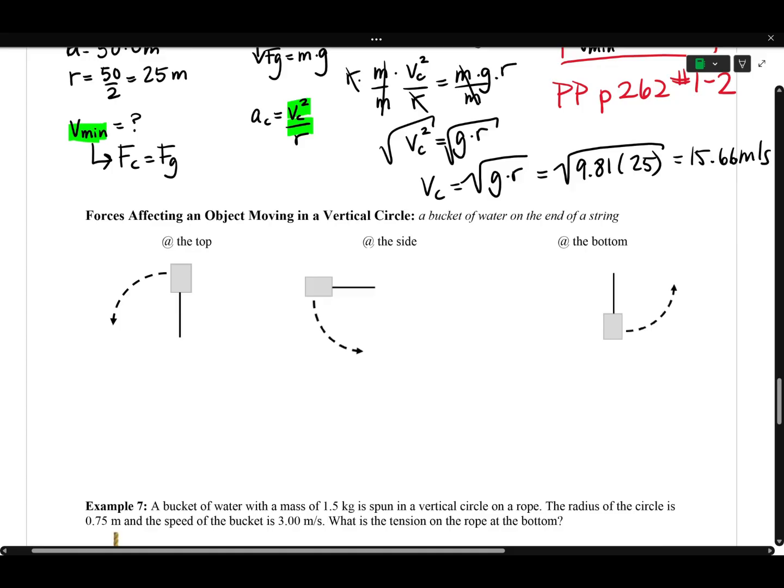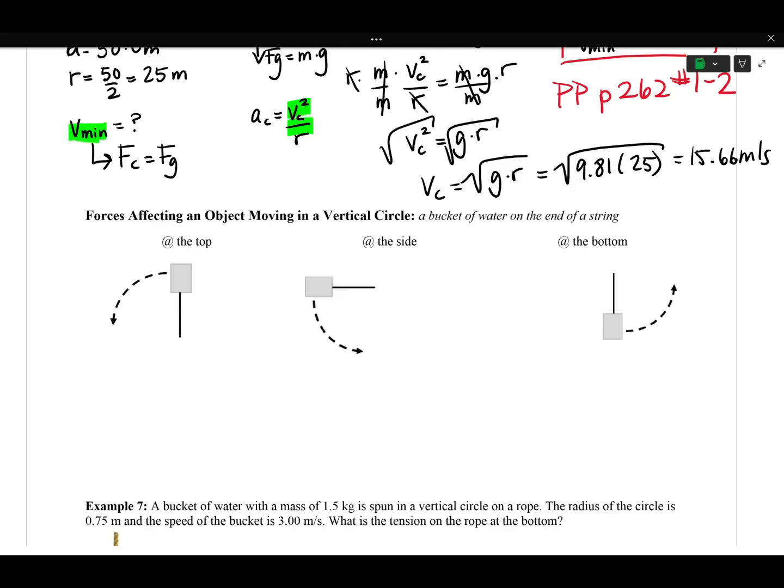Okay, so we are back again. Let's take a look at all the possible free body diagrams that we could have if we have an object moving in a vertical circle. So, for example, that cup of water that was on the end of a string, or just even a bucket of water going around a circle. So when we are at the top of the circle, we're swinging around in a vertical pathway.